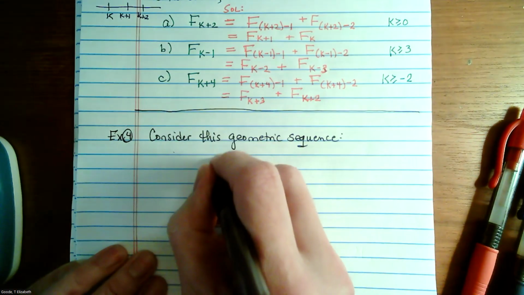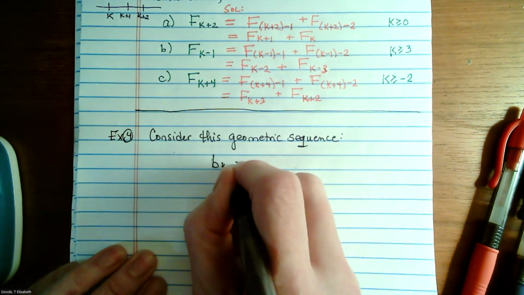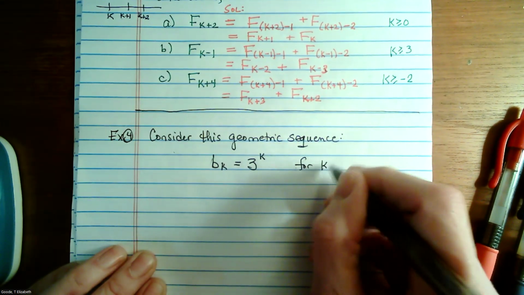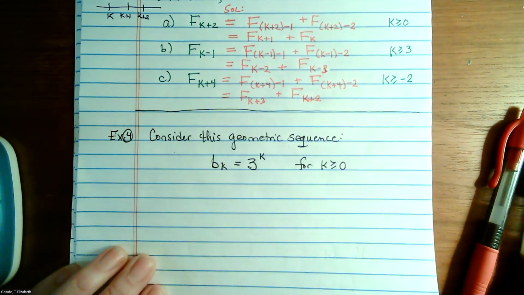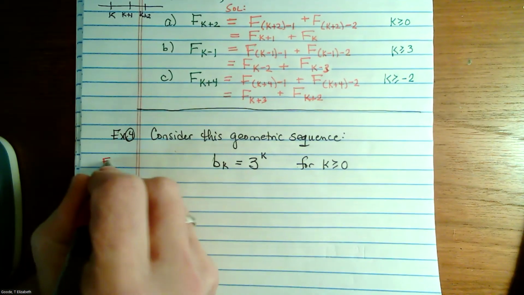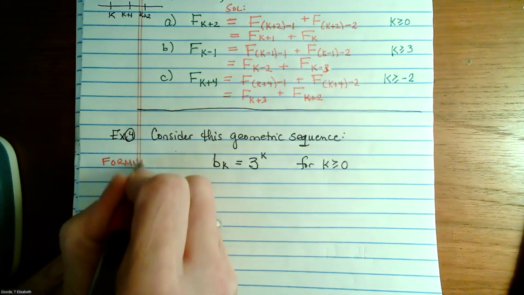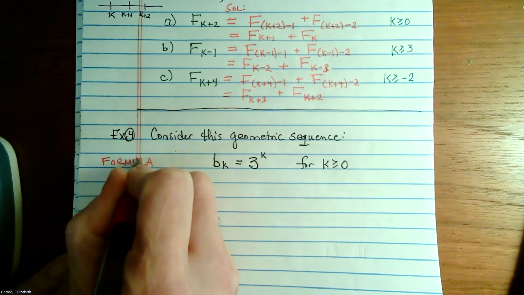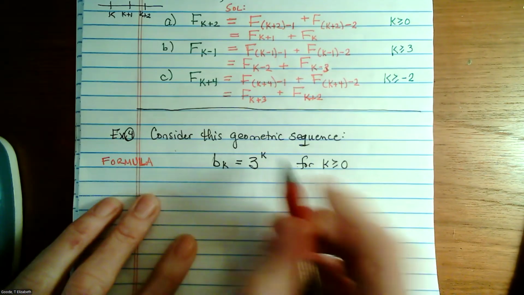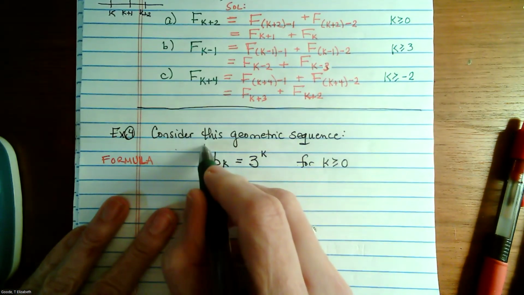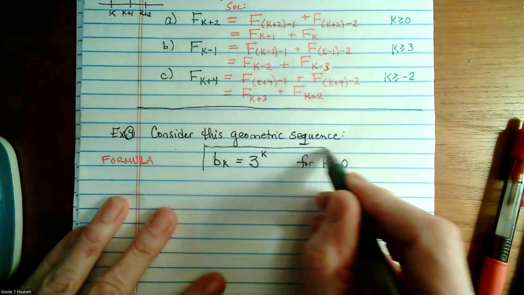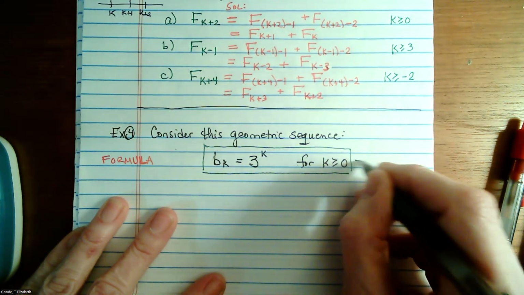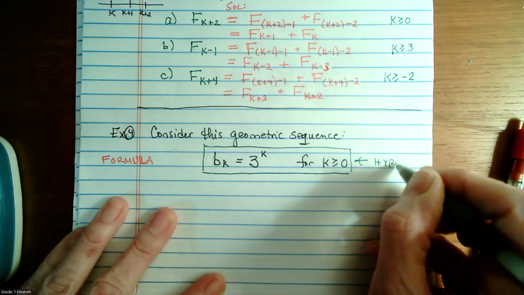All right, so this sequence is that b sub k is equal to 3 raised to the k for k greater than or equal to 0. Folks, this is called the formula. This is an actual formula. Remember, we worked on general formulas for sequences and general formulas for summations. This is the general formula, and this is what we're given. So it doesn't hurt to put a little box around that just to recognize, hey, this is what we're given as our hypothesis.